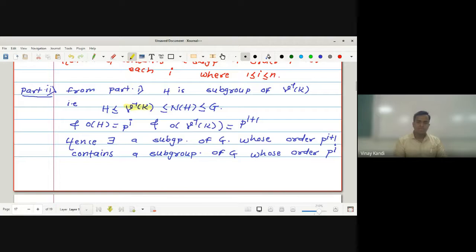Here the gamma inverse K. Okay, here the H. What is the order of this one? P raised to i. What is the order of this one? P raised to i plus 1. So there exists a subgroup of order p raised to i plus 1 which contains H, and H is a subgroup of order p raised to i. This is proved in the previous part.